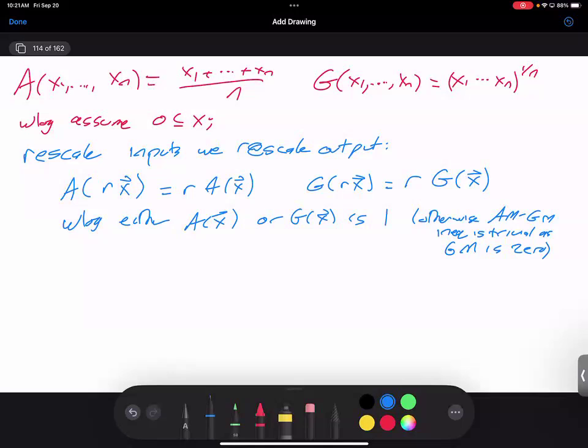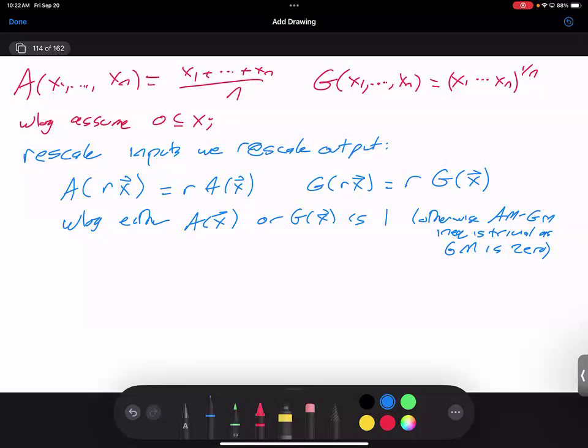Does this remind you of any class you've taken? We've got a constraint, we're looking at functions. Calculus, which calculus class? Calculus 3, multivariable calculus. I'm giving you a constraint. And given a constraint, I want to maximize a function.